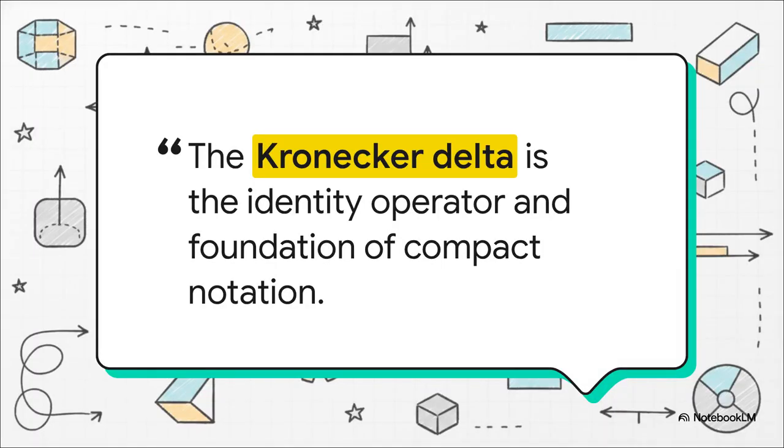If you remember absolutely nothing else from this breakdown, please remember this core principle. The Kronecker delta isn't just a neat math trick. It is the identity operator. It is your primary index substitution tool, and it serves as the absolute foundation of compact tensor notation. Mastering it means you master the language of continuum mechanics.